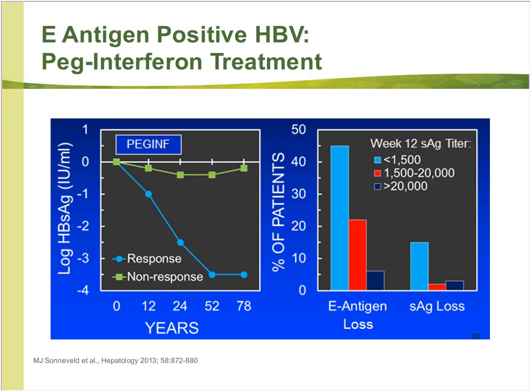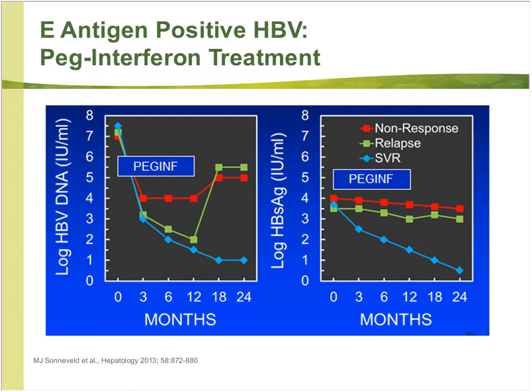So 3 months into interferon therapy, you can basically say yes or no, they're going to clear E. But better yet, yes or no, that they're going to clear S. This is by Sonnenfeld in hepatology. This is a Western European study, mostly adult-acquired hepatitis B, but some vertical transmission.